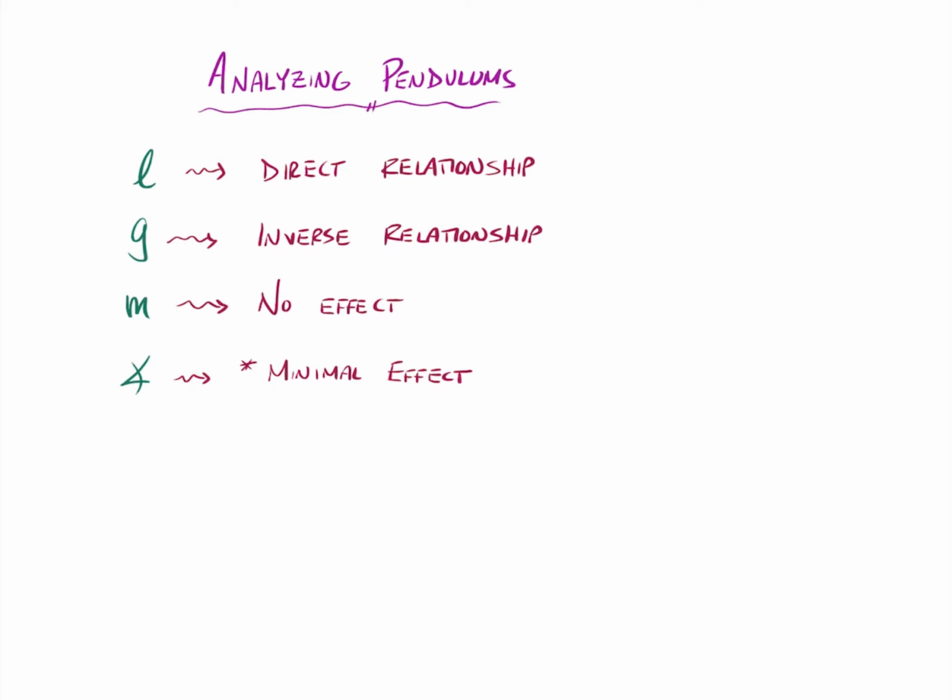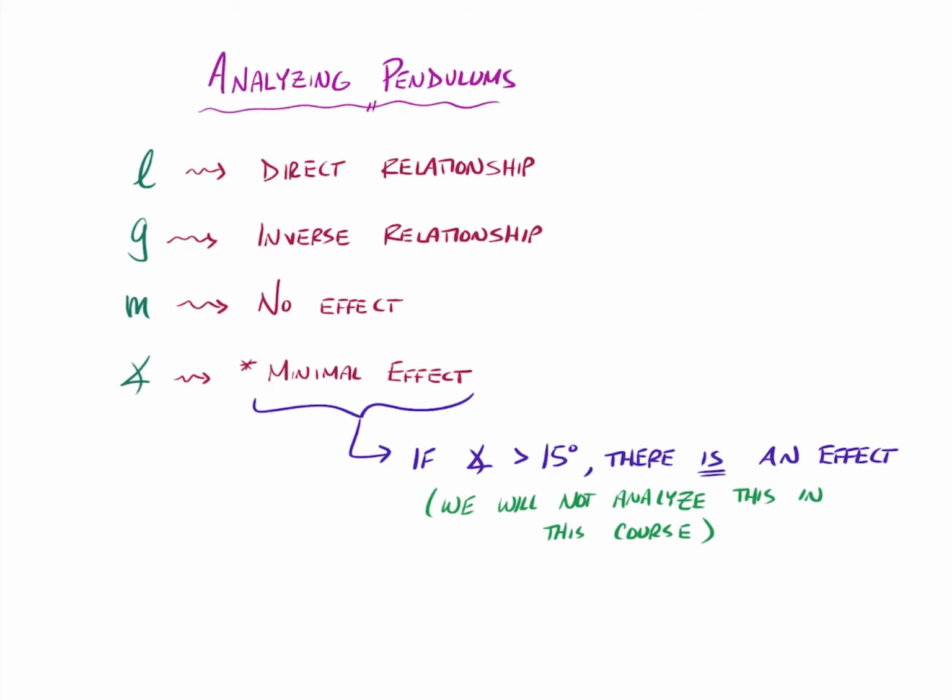Mass has none whatsoever. And for the angle, you will generally find some people that say there's no effect, some people say that there is an effect. The effect is kind of minimal to some degree. The reason for that is that if you pull it beyond 15 degrees from its resting location, there will be an effect. Anything less than 15 degrees is considered what we call an ideal pendulum. The good news is that is all we are going to look at in this course.